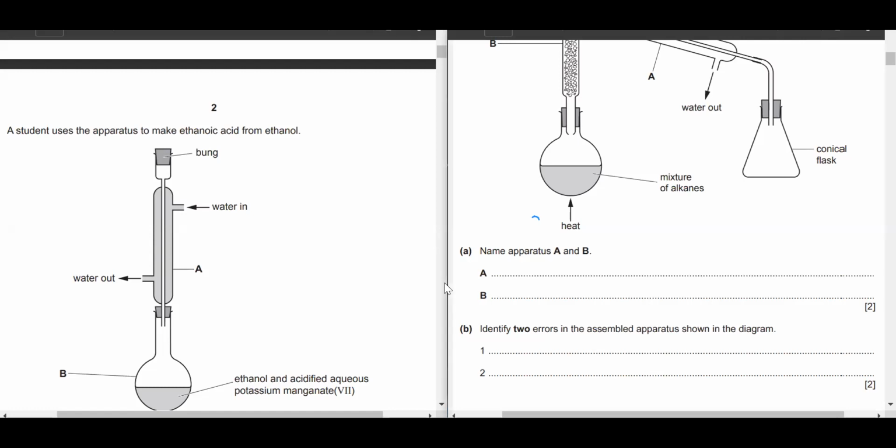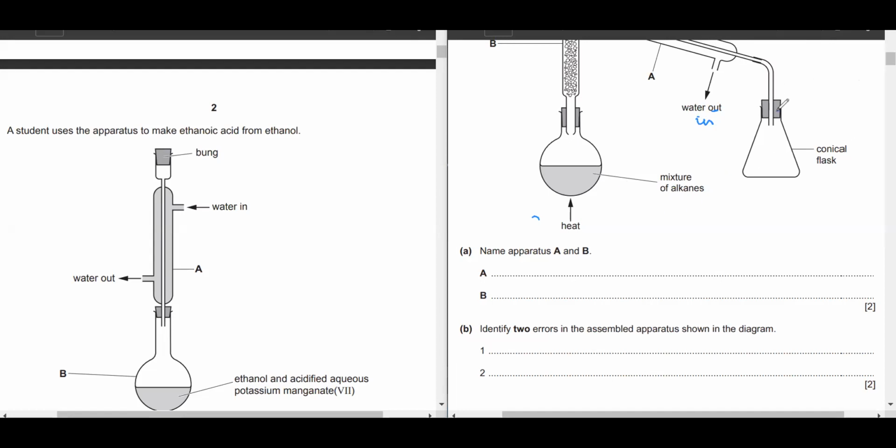Now the later part of the question says: name the apparatus A and B. So A is basically my Liebig condenser, and B is my fractionating column. Now identify the two errors in the assembling of the apparatus shown in the diagram. So number one error is the same, that the lower opening of the condenser should be water in and the upper one should be water out, right? And the second error is that any organic compound cannot be directly heated.